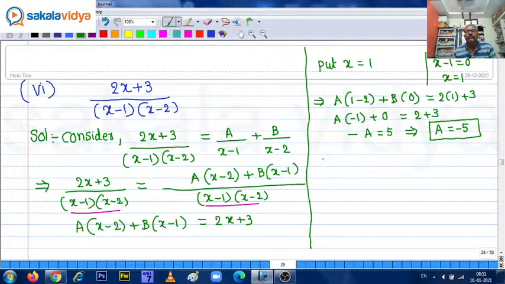So now we need to just find the b value, so that x minus 2 is equated to 0. X minus 2 equated to 0, x is equal to 2. So put x equal to 2.